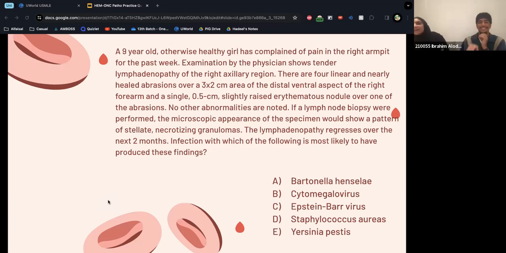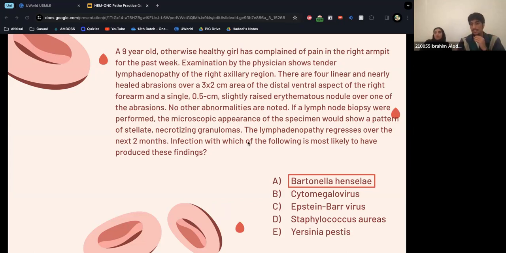Cat scratch disease. Nice. Yeah, okay, good job. So she was infected with Bartonella henselae. The cat scratch disease pattern is the stellate granulomas. That's your key histological description for cat scratch disease.